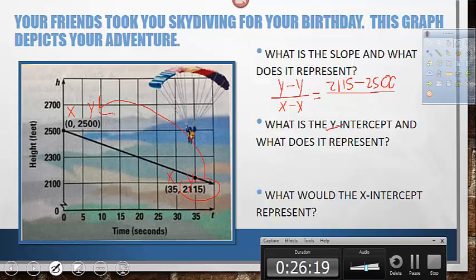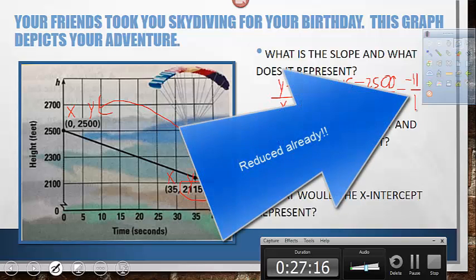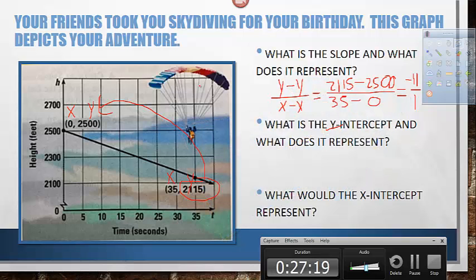And I'm going to do the exact same thing for the y's. So in this case, I've got 35 minus 0. I can't do 0 minus 35 because I've already established the orientation. It comes out to a whole number of negative 11 over 1. And if you look at this, this is decreasing. It's going down from left to right. We read from left to right in America, in the United States. So this is interpreted as left to right.